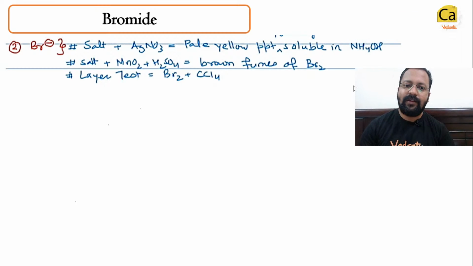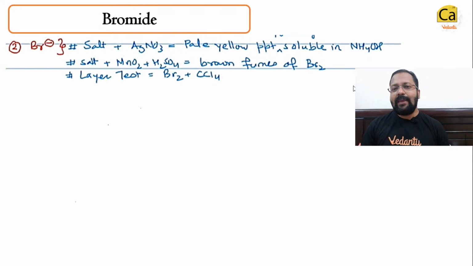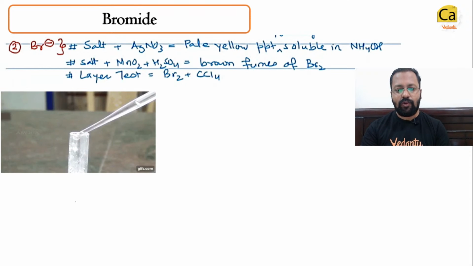So bromide. What happens in bromide? First and foremost, सबसे पहला टेस्ट हमारा क्या होगा? AgNO3 वाला टेस्ट. You take the salt and you add AgNO3. In case of chloride, we were obtaining a white precipitate. In case of bromide, we will obtain a pale yellow precipitate. ठीक है? Pale yellow. These colors are important. You will obtain a pale yellow precipitate.